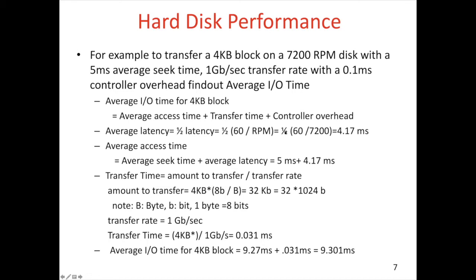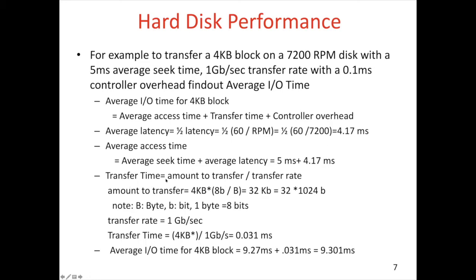So it is equal to 1/2 times 60 divided by 7200, which is equal to 4.17 millisecond. The average access time is average seek time plus average latency, which is equal to 5 millisecond as given here as the average seek time, plus 4.17 millisecond as the average latency calculated in the previous step.